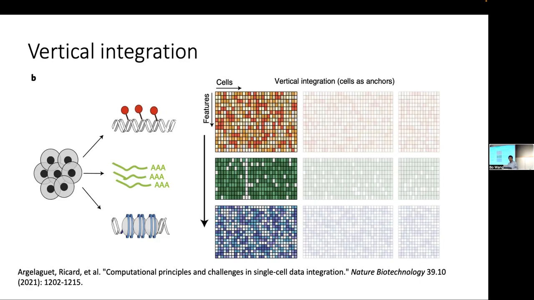Another integration is called vertical integration. It means that it's the same set of cells, but you have different measurements. For example, you have RNA-seq, you have ATAC-seq, or you can even have proteomics, but all on the same set of cells. This is called vertical integration.